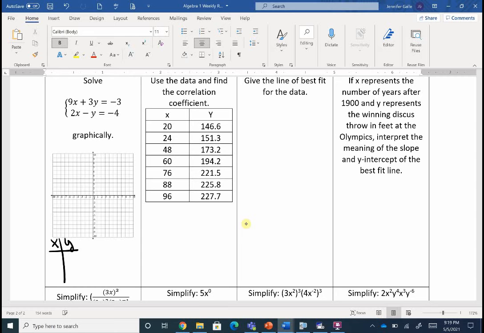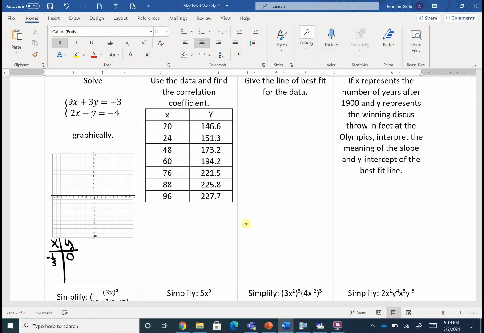I'm going to find the y-intercept. I'm going to put a 0, I'm going to find the x-intercept. I'm going to put 0 in for y and solve for x. So if I put 0 in for y, be very careful on this. We have -3 divided by 9. It's not 9 divided by -3. So this is actually -1/3.